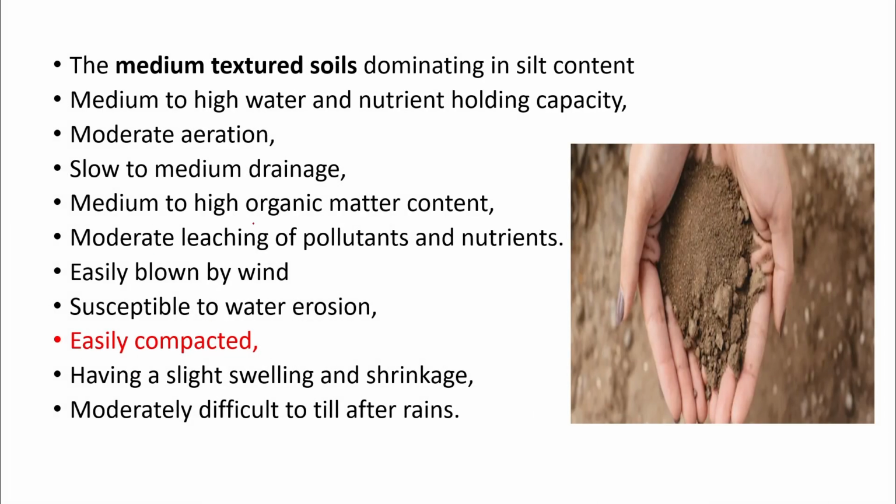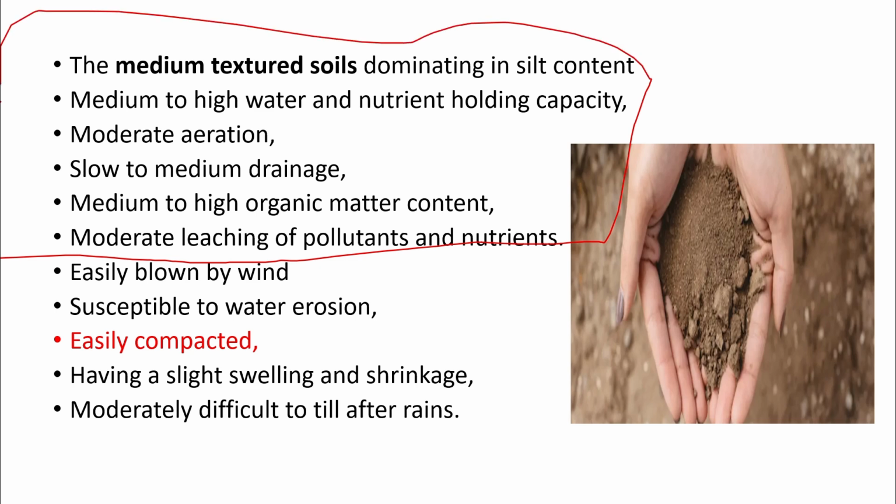Then medium textured soil: dominating in silt content, medium water and nutrient holding capacity, moderate aeration, slow to medium air drainage, medium to high organic matter content, moderate leaching of pollutants and nutrients, easily blown by the wind. So up to this, all the properties are medium because they contain equal properties of all the soil separates. So every property will be medium.